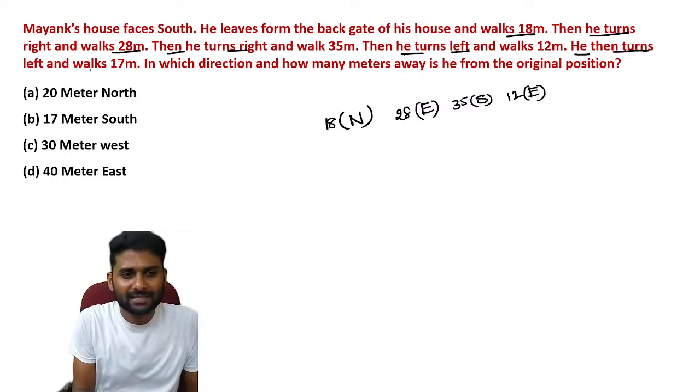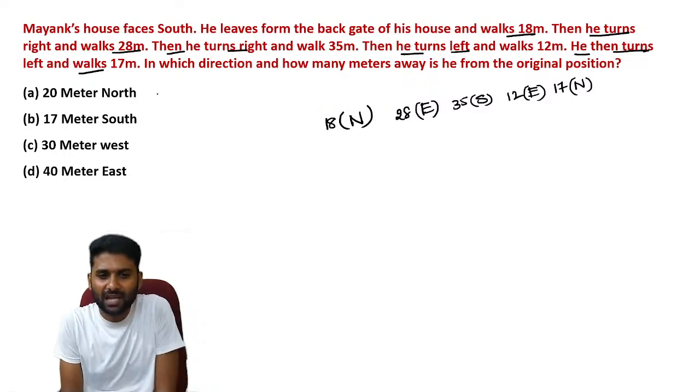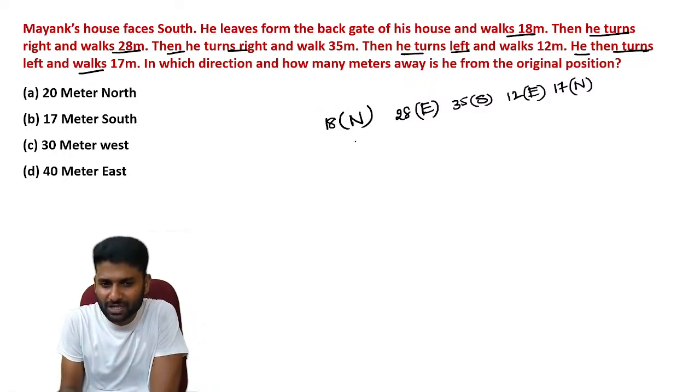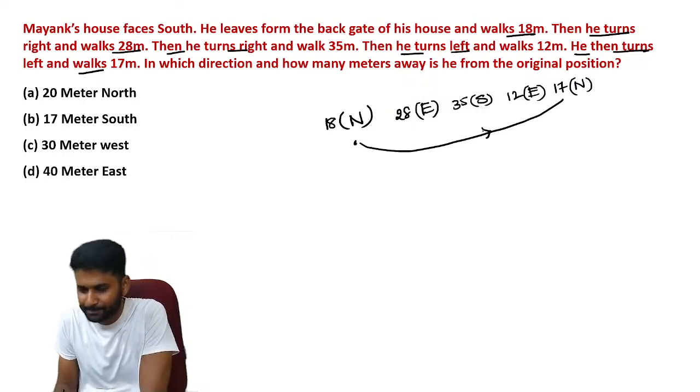He then turns left side. Left side of east is again north and covered 17 meters. In which direction and how many meters away from the original position? From here to here, how far and in which direction from the starting point?